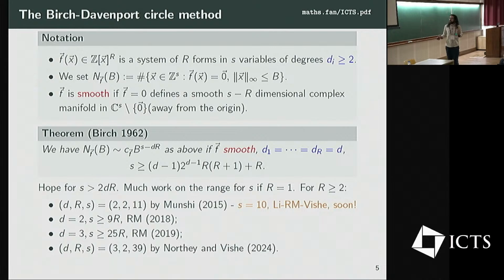So you can get an improvement on Birch's number of variables. You can reduce the number of variables needed for systems of, I think this is better for systems of 3 or more cubic forms, and then for systems of 2 cubic forms, there's this result of Northey and Vishe.